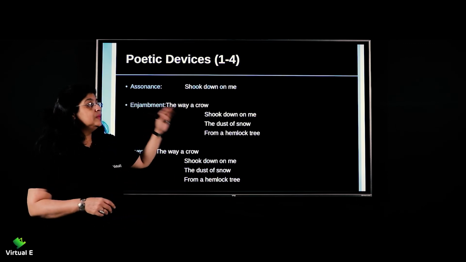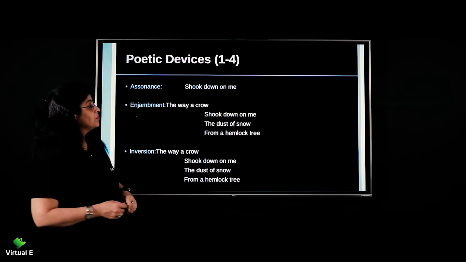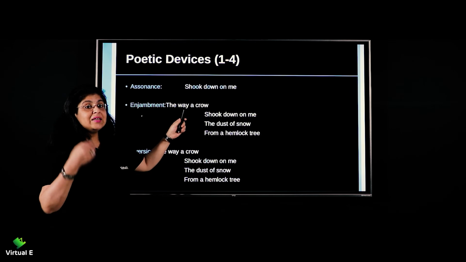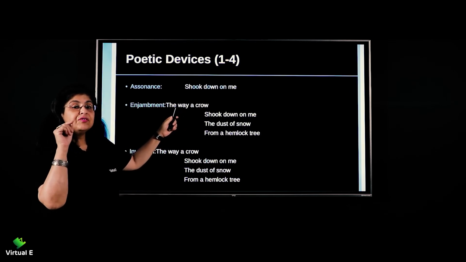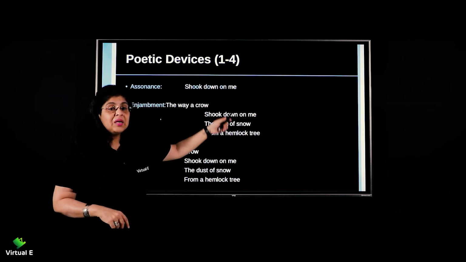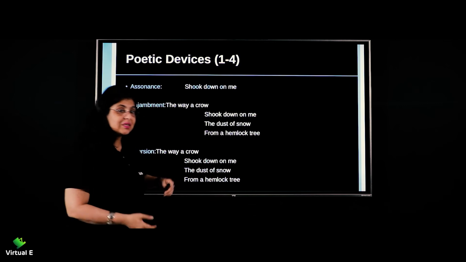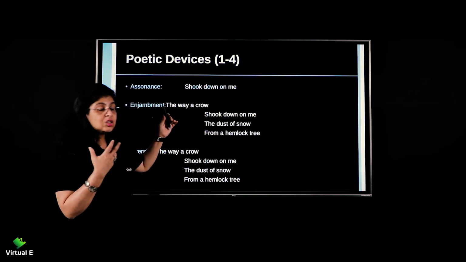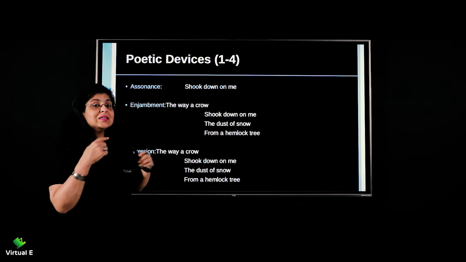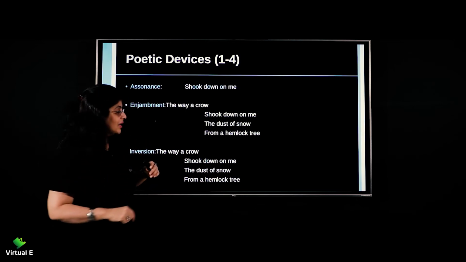Now, the poetic devices that have been used in the first 4 lines. So let's look at them. Assonance, as we said, is the repetition of the sound of the vowel. So, shook down on me, right? That vowel sound, O, has been repeated throughout the line. So it is an assonance.